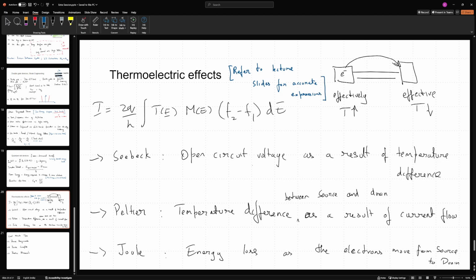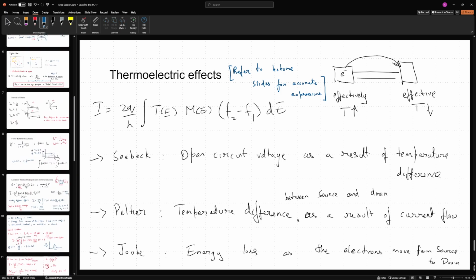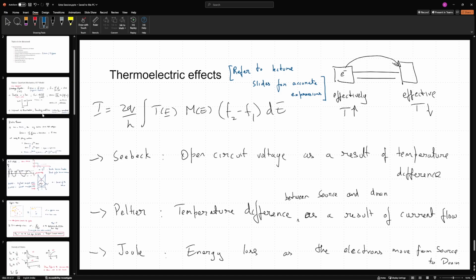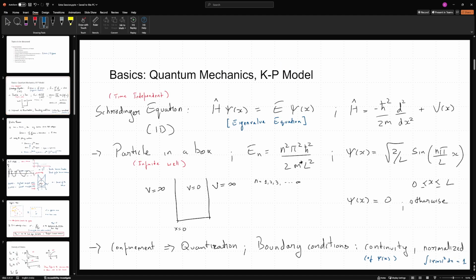Okay. So yes, this is a quick overview of all the topics that were covered in the 12-week course. Once again, I'm not going to repeat the whole thing, but I will quickly run through from point to point. So start with quantum mechanics. Remember your particle in a box, Schrodinger equation, boundary conditions, and all of that.